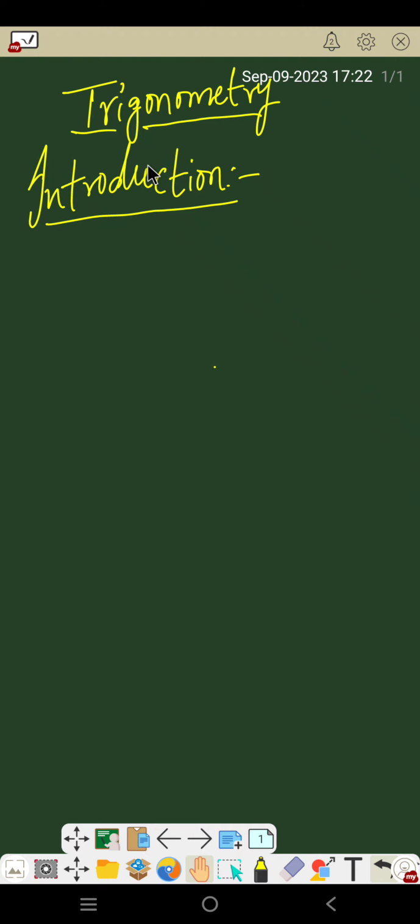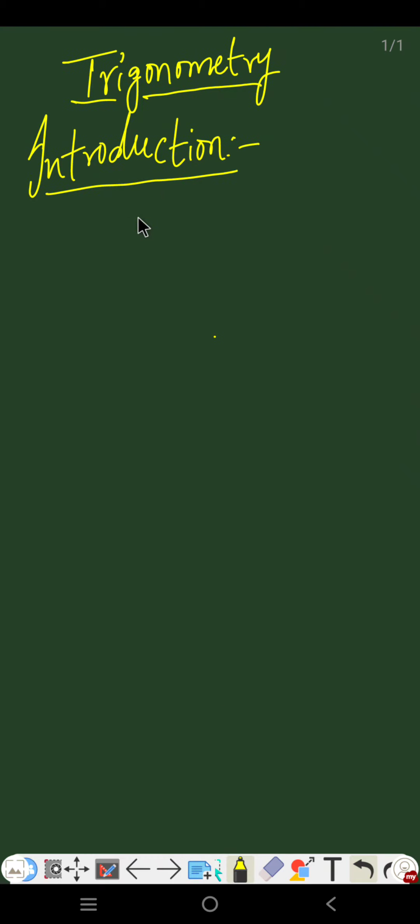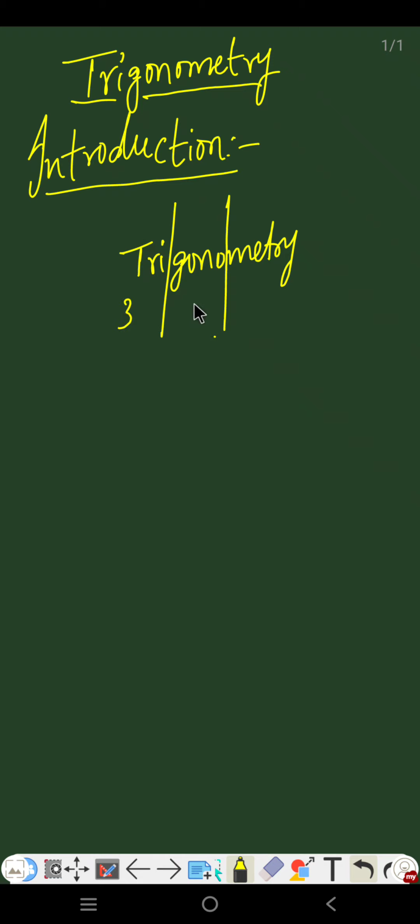How can you define trigonometry? If you see the word trigonometry, we can divide it into three different parts. Tri means three, gona means sides or angles here, and metry means measurement. That means the measuring of the three sides of the right angle triangle.